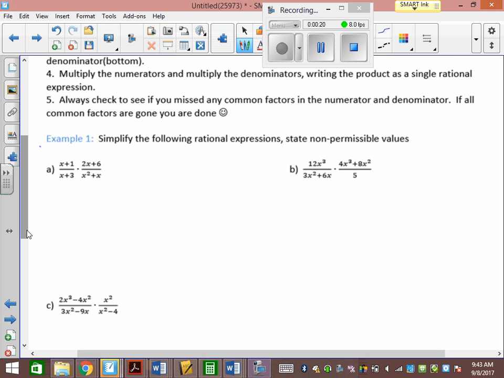We're going to look at the first numerator, the first top on the left. X plus 1. Can I take anything out of that? Trick question. No. X plus 1. The denominator, we have x plus 3. Can I factor it or GCF? No.